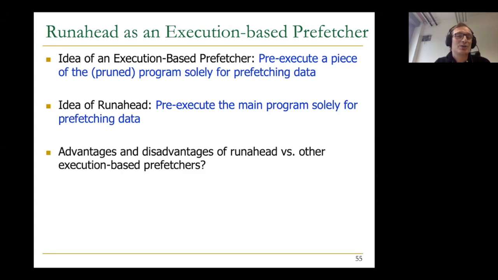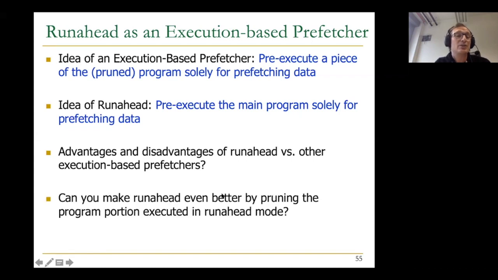I'm not going to go into the details, but you can think about advantages and disadvantages of Runahead versus other execution-based prefetchers that we've discussed or that you may read about. And there's a good question over here, which is, can you make Runahead even better by pruning the program portion executed in Runahead mode? For example, I mentioned the dropping of floating point instructions. That's one example of pruning. You can also try to be even more intelligent and get rid of all instructions that you don't think are going to contribute to L2 cache misses. You need to be careful, of course. You also don't want to eliminate instructions that are important for your control flow.